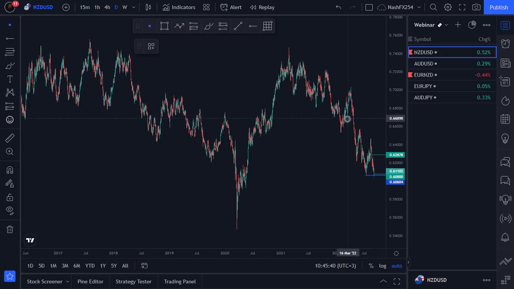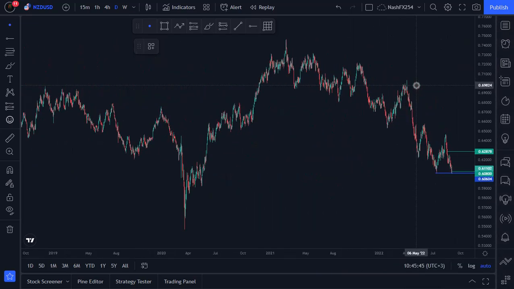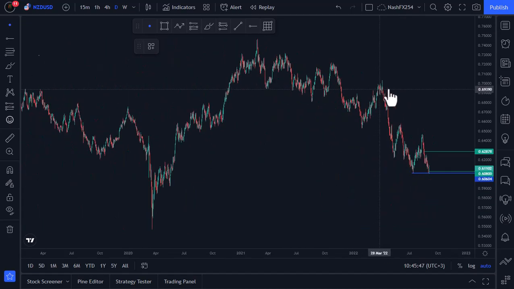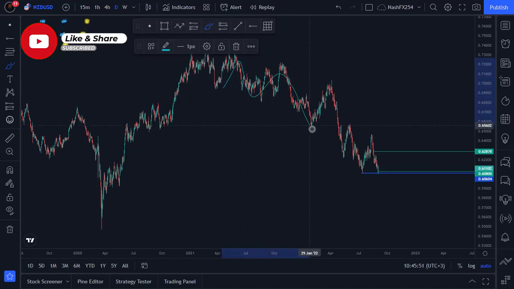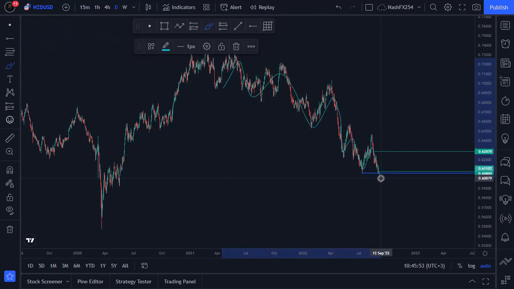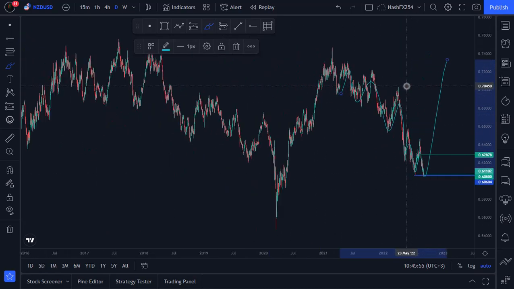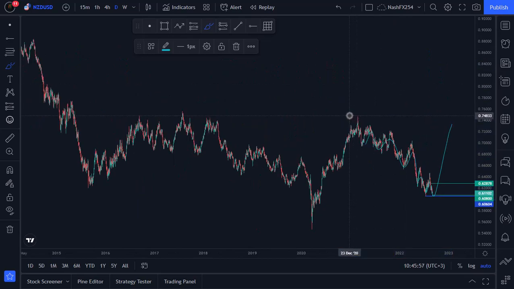Okay, so first let's start with Kiwi dollar. As you can see, with Kiwi dollar, it has been moving to the downside correctively, potentially pushing all the way to the upside again, breaking this high when it's ready. That is when it's ready.